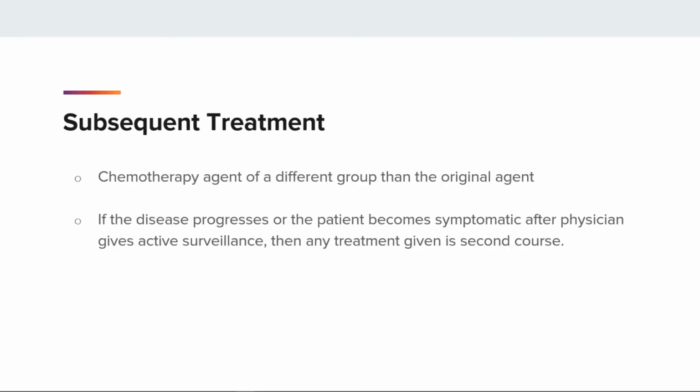So let's talk a little bit more about subsequent treatment. If a chemotherapy agent of a different group is given after initial chemotherapy, this is considered subsequent treatment per the STORE manual under chemotherapy. If the disease progresses or the patient becomes symptomatic after the physician gives active surveillance as first course, then any treatment given after that is second course.